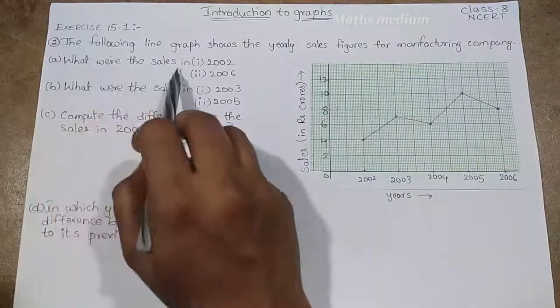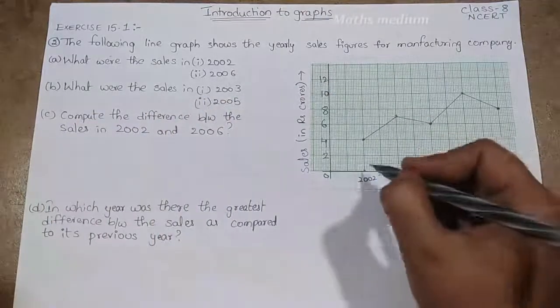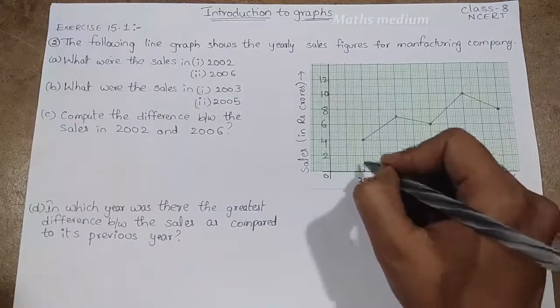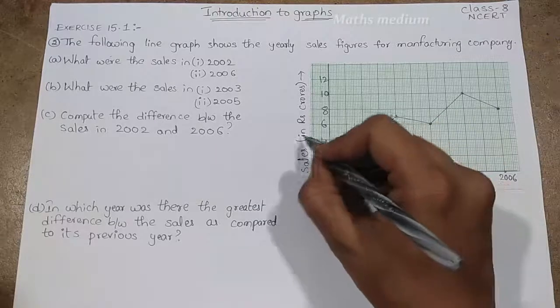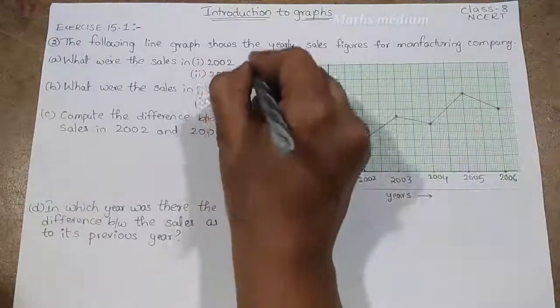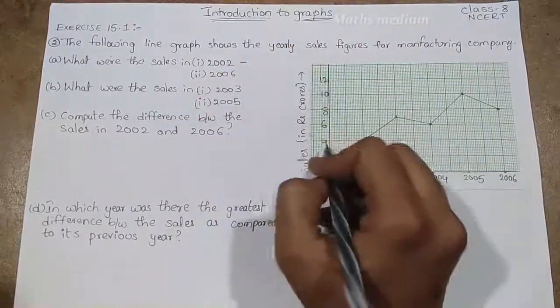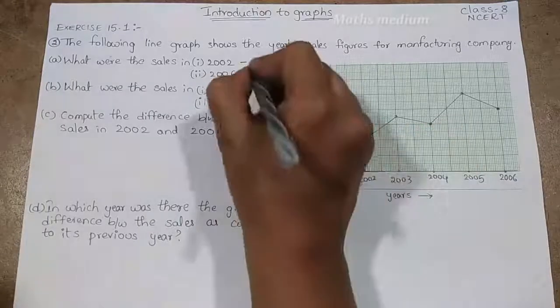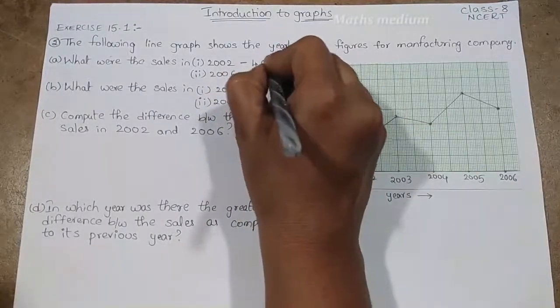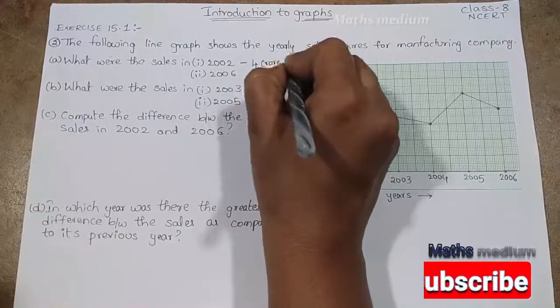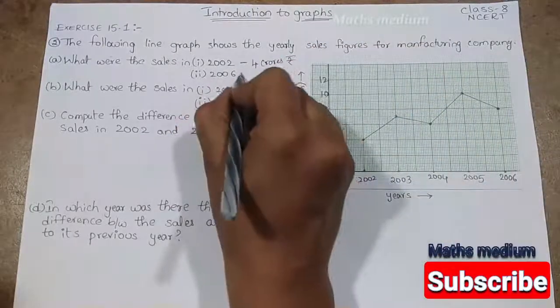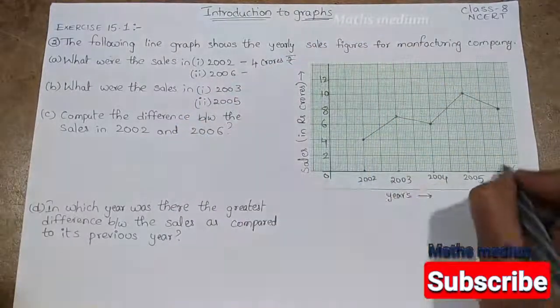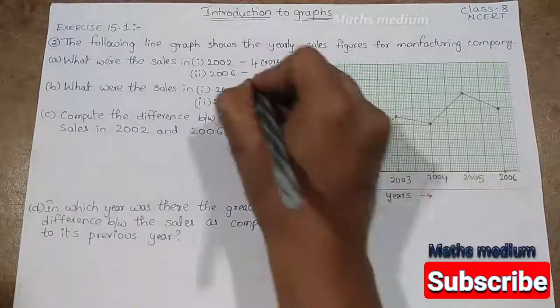What were the sales in 2002? We have to check from the 2002 line. This is 4. It is in crores, right? So we have to write the answer in crores also. So 4 crores rupees. Next 2006. We have to check 2006 also. That is 8 crores.